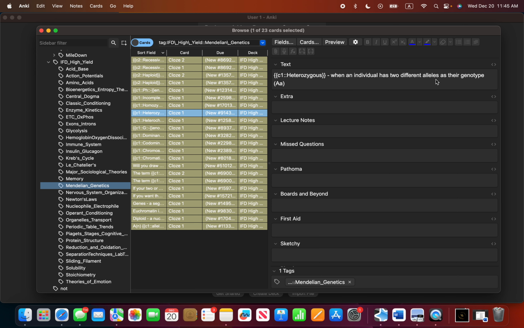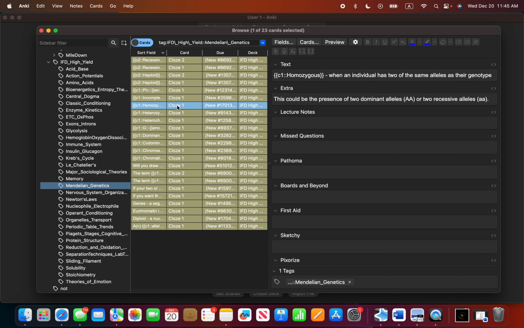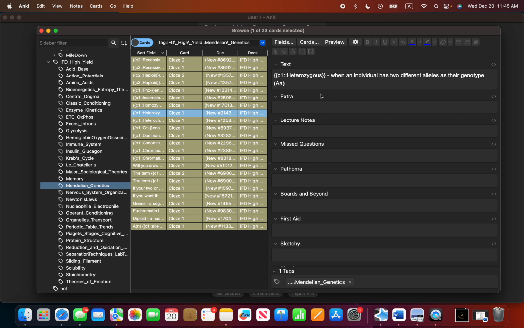Heterozygous is when an individual has two different alleles as their genotype. So two of the same alleles or two different alleles. Each allele is the big or small a. Two different alleles, big A and small a.